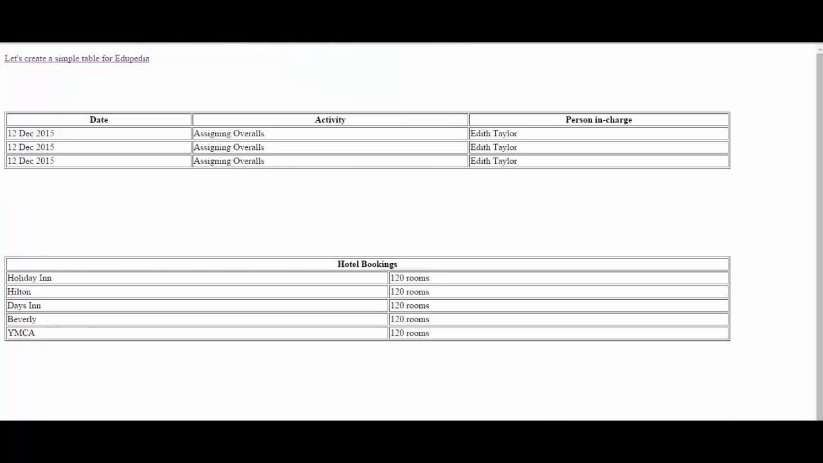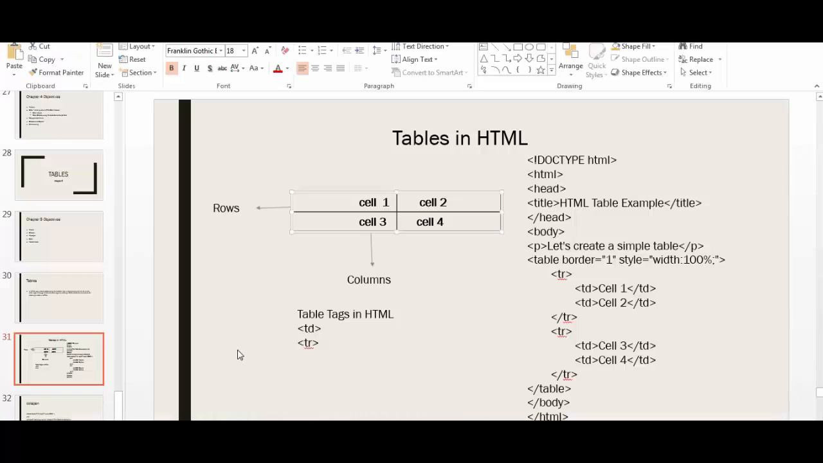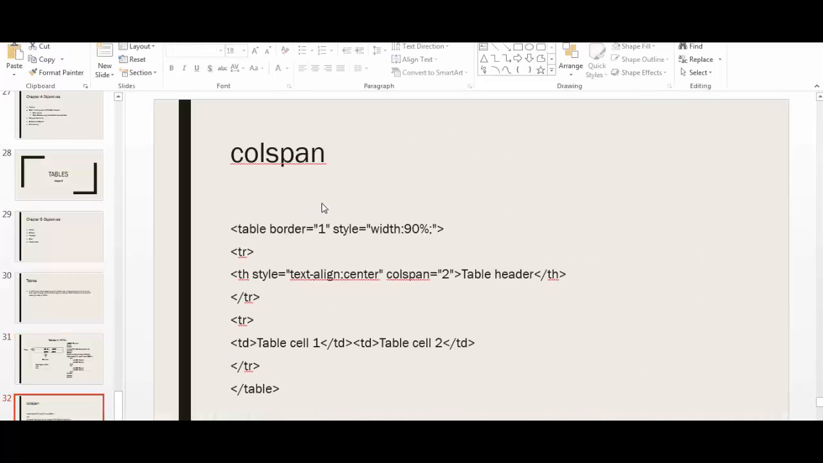Okay, welcome back, and now we're working on the column span. What is column span anyway? Column span defines the columns over which a row would span. And this is the basic code for it. Let's work on the code right now.